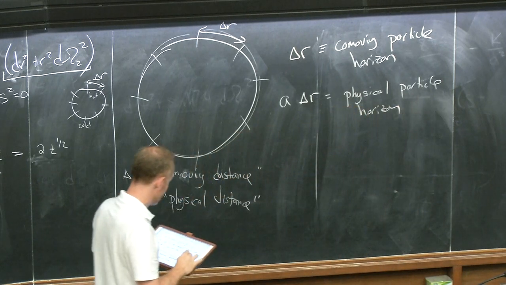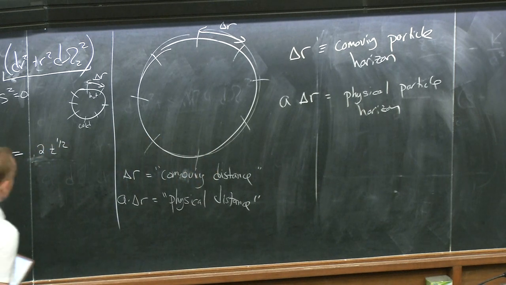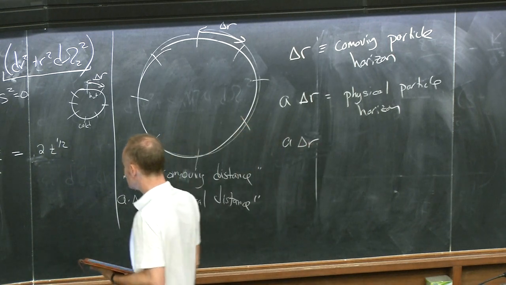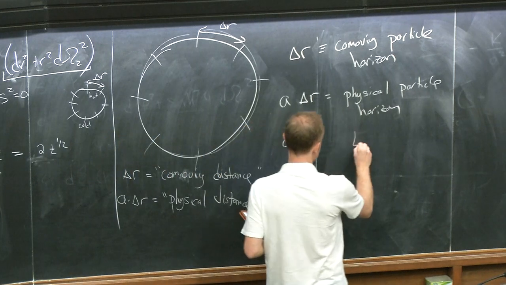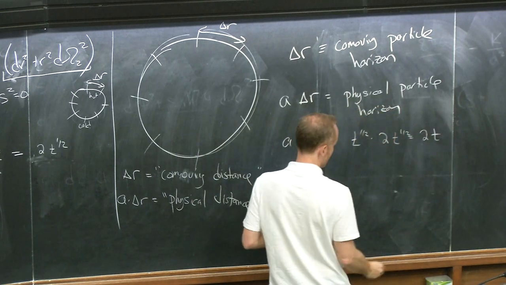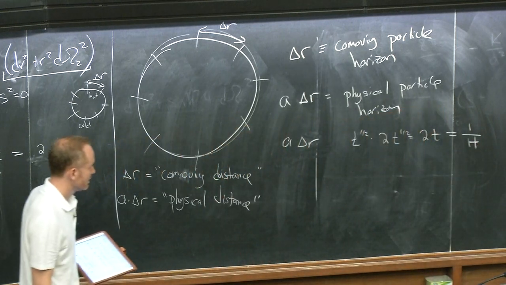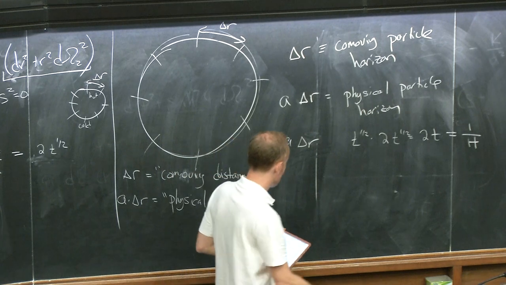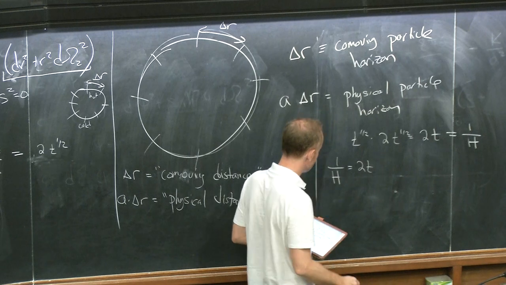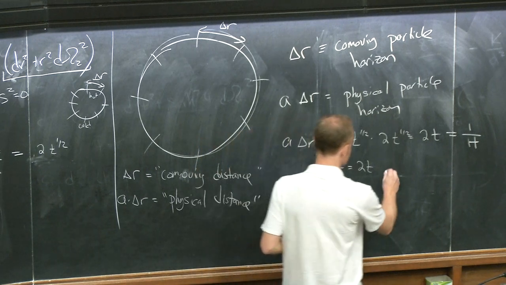So if I look at this A times delta R and plug it in over here, A times delta R is t to the 1/2 times this 2 times t to the 1/2. So it's 2t. And that is 1 over H. So 1 over H is two things. First of all, it's the age of the universe, or, well, twice the age of the universe in this case.